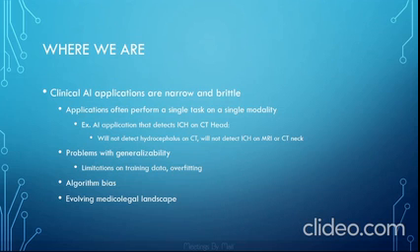One example of this would be an AI application that detects intracranial hemorrhage on a head CT. This application would not detect any other type of intracranial pathology, such as hydrocephalus, stroke, or cerebral edema. And also, this application would not detect intracranial hemorrhage on any exam type other than a head CT, such as a brain MRI or even a CT neck.